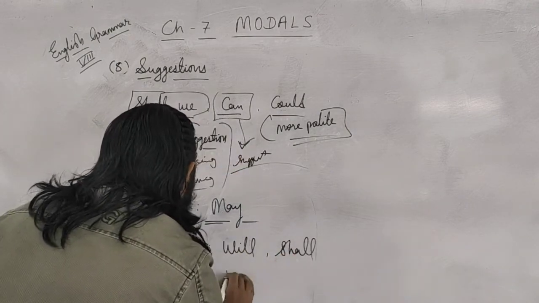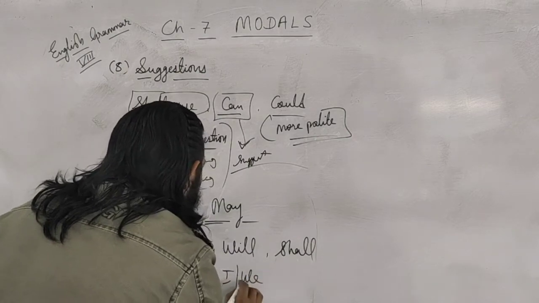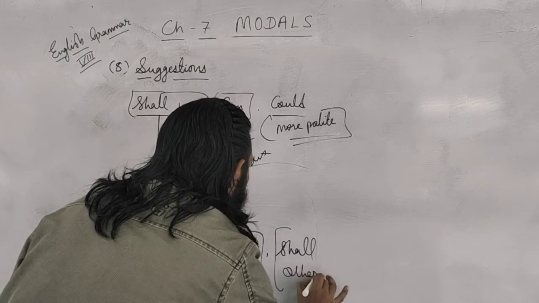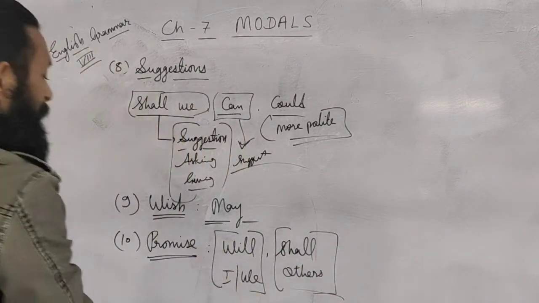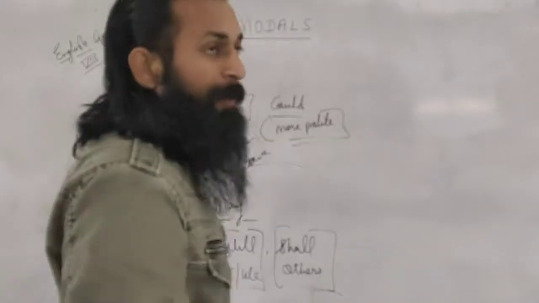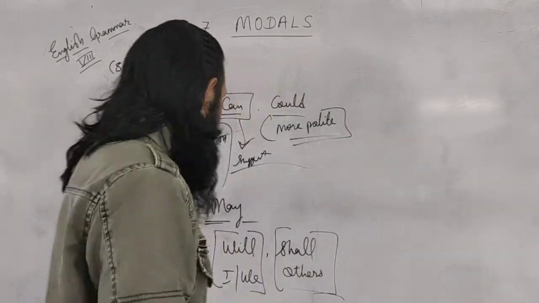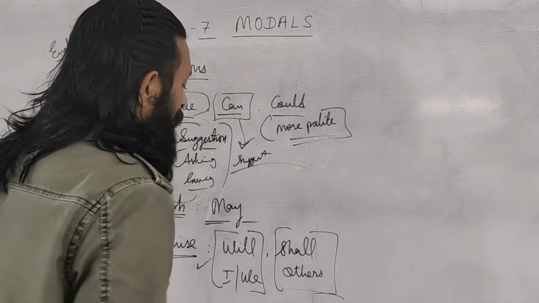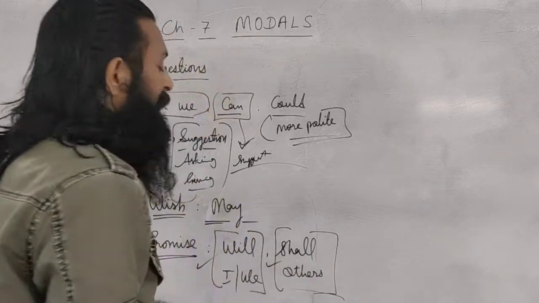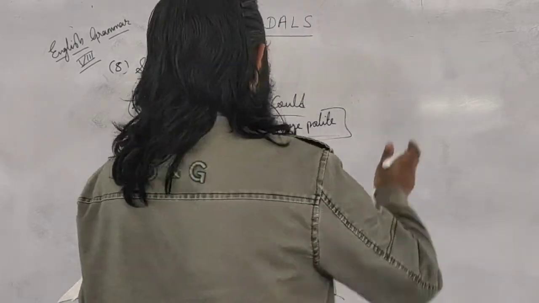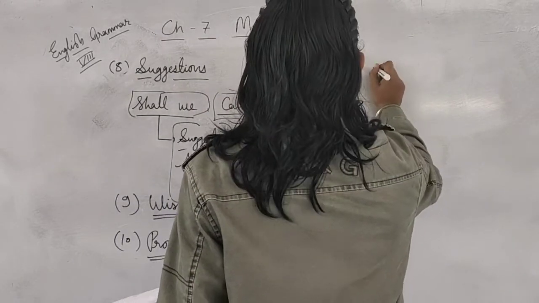Will and shall, two options. If I and we are there, then you have to use will, and with other subjects you have to use shall. It is about promise. If a promise is given in a sentence and I and we are the subject, you have to use will, and if another subject is there, then you have to use shall. Now the last modal is number 11.